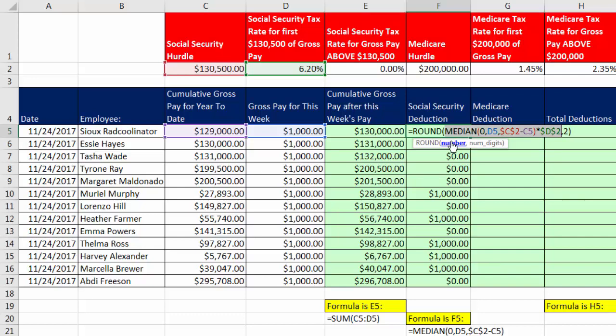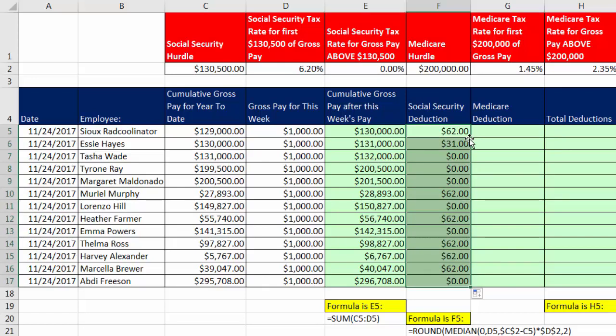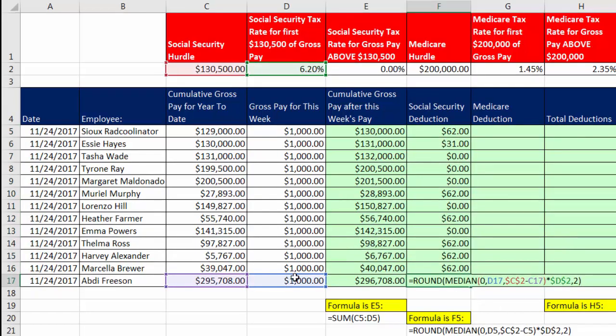Now, inside of number, we have the median. That's just picking out the right taxable amount times the tax rate. And then we round it. Control Enter. Double click and send it down. Go to the last cell and hit F2. We want to verify that the relative cell references are working and absolute cell reference for the hurdle and for the tax rate. Looking good.